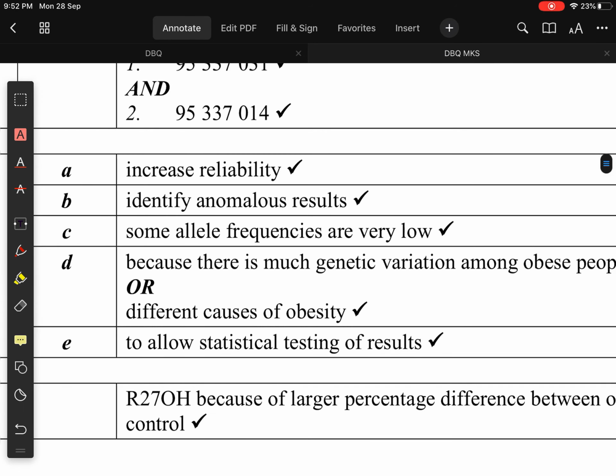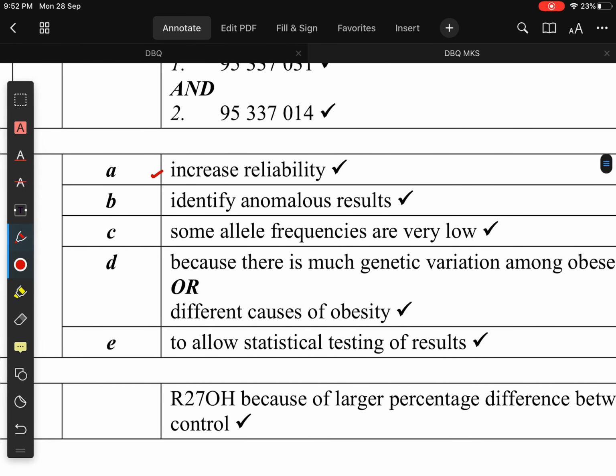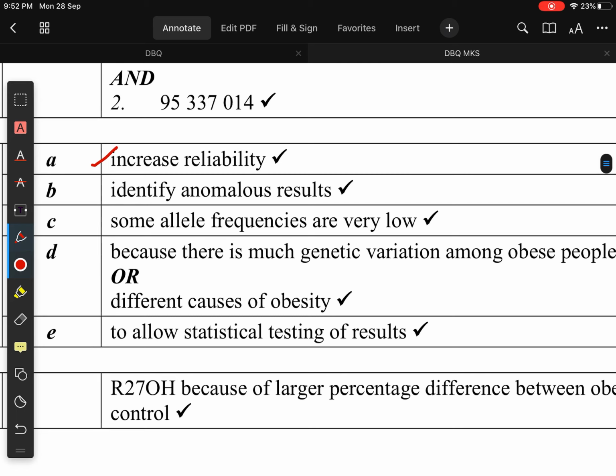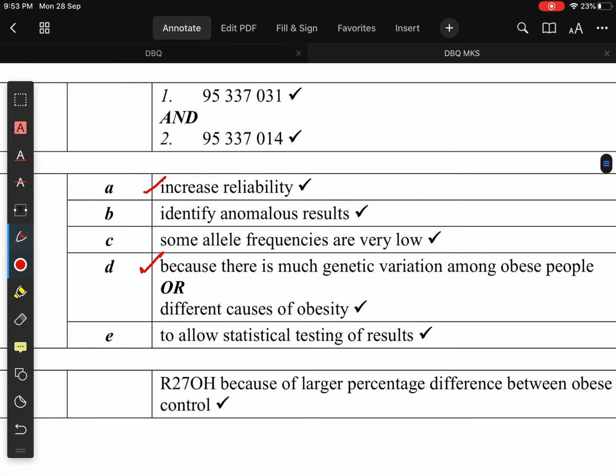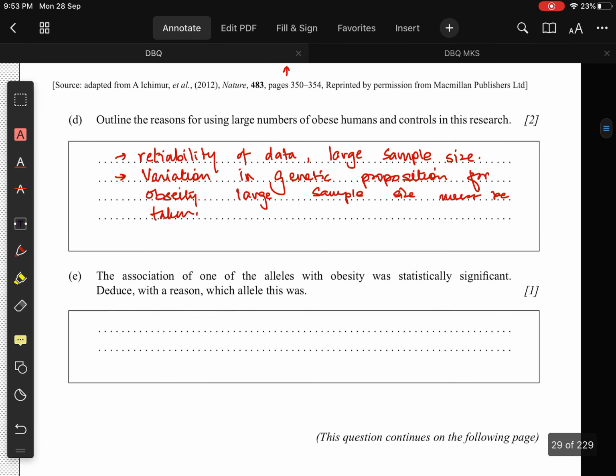We can identify anomalies, which is completely. So I talk about increased reliability. More genetic variation you will see in obese people, and to run some statistical test you need to have a large sample size. Some allele frequencies are very low, so you can see up there, you can talk about that, and anomalous results you could have spoken about.